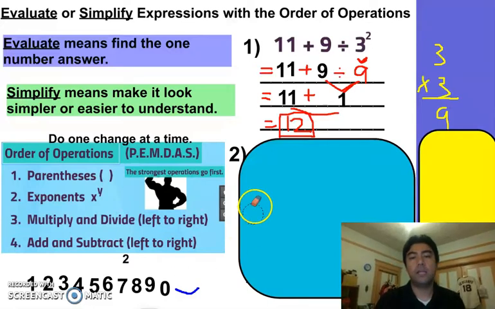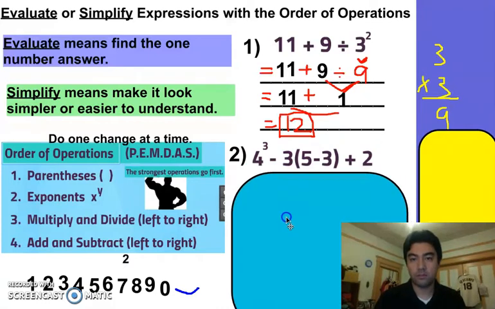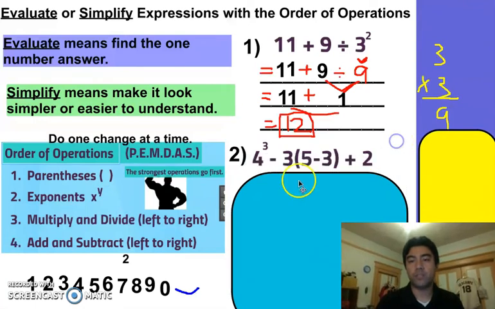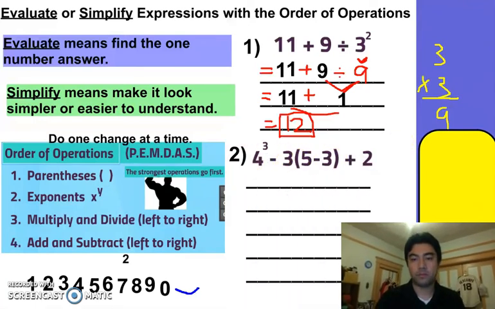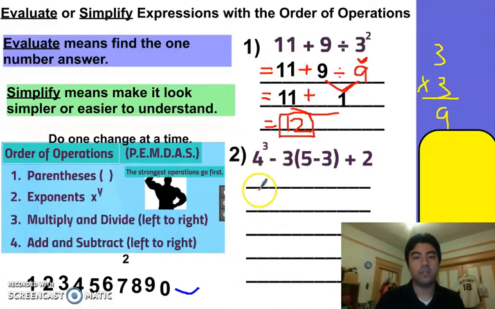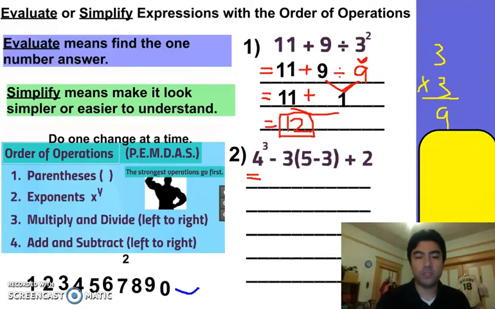Okay, now let's try number 2. Number 2 looks like this, okay? And now we're going to simplify this expression and use the order of operations to do that. Each time I'm going to write equal signs on the side to show you that these are equivalent expressions. All right, first things first, let's look at step 1.